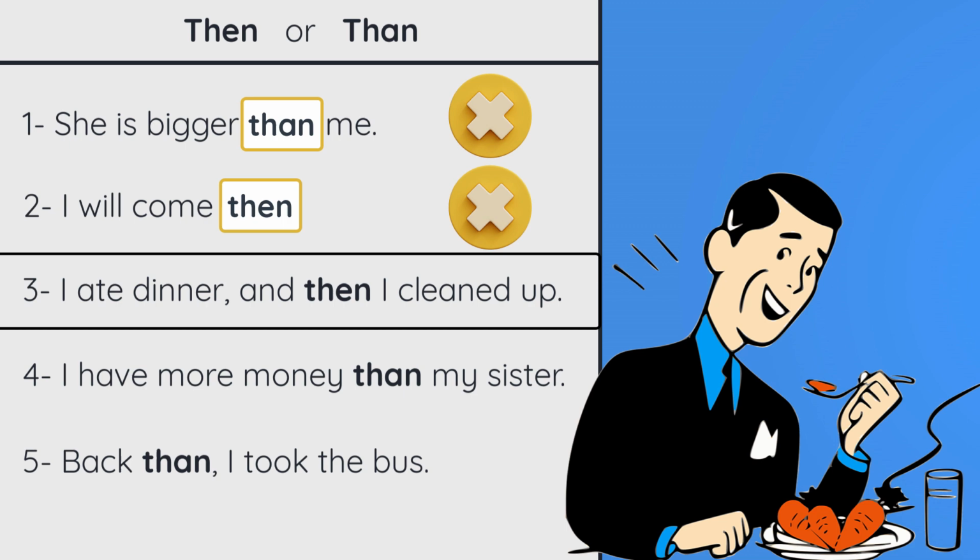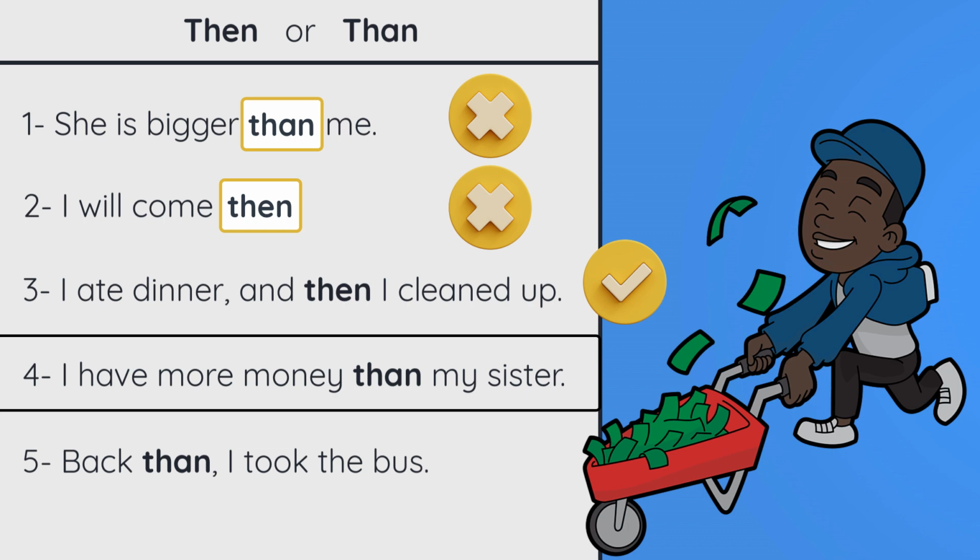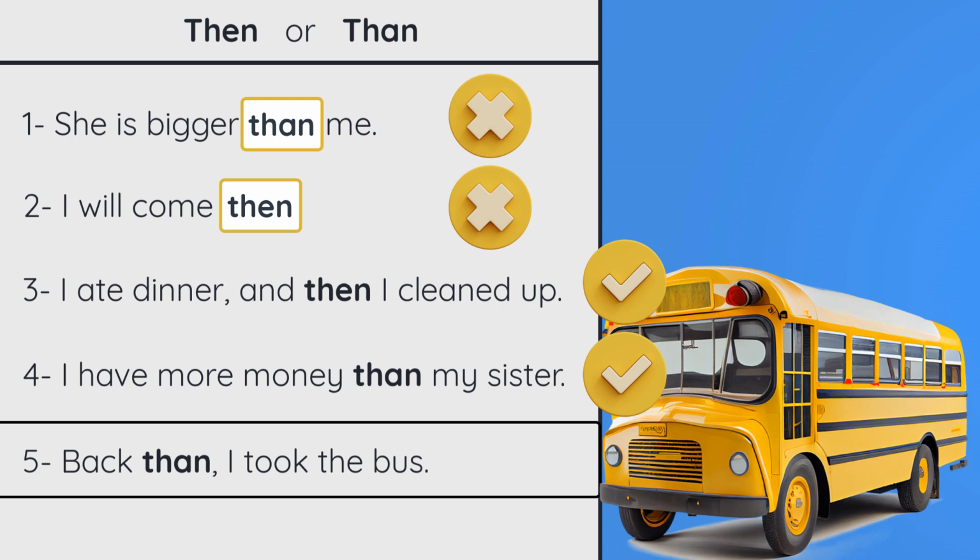I ate dinner and then I cleaned up. What do you think? This one? Correct. And I'll go over the explanations in a second. Number four: I have more money than my sister. Okay, do you think this is correct? Yes, although I don't have more money than my sister, so that part is incorrect. And number five: back than I took the bus. What do you think? This one is also incorrect.